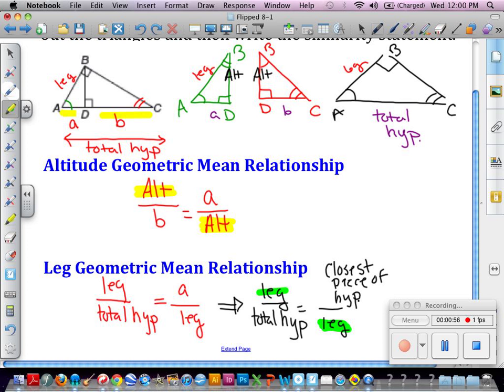During this video, I'm going to go through a couple of examples to show you how to use these relationships to solve problems.